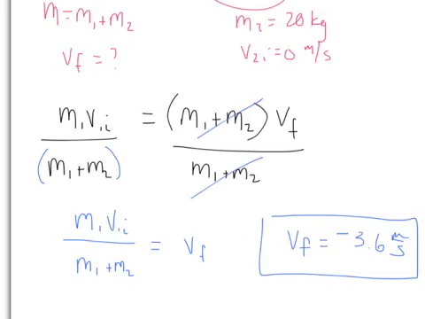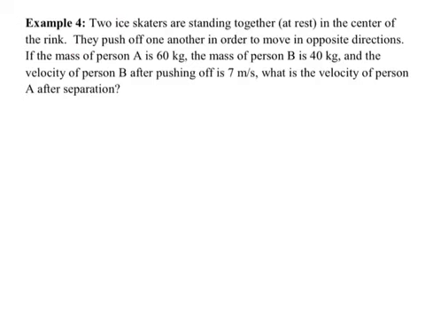Example 4 says two ice skaters are standing together at rest in the center of the rink. They push off one another in order to move in opposite directions. If the mass of person A is 60 kilograms, the mass of person B is 40 kilograms, and the velocity of person B after pushing off is 7 meters per second, what is the velocity of person A after the separation?